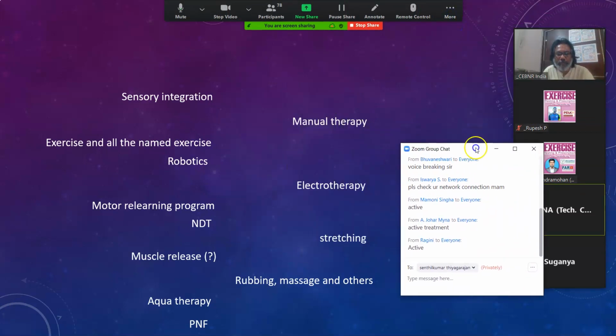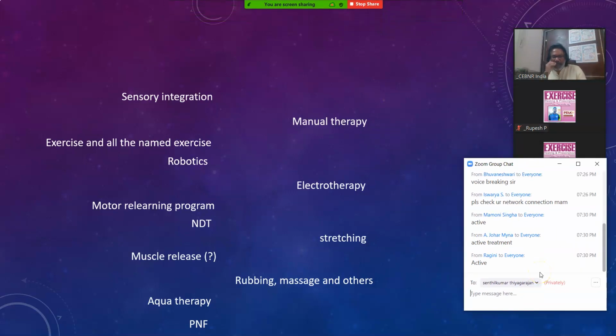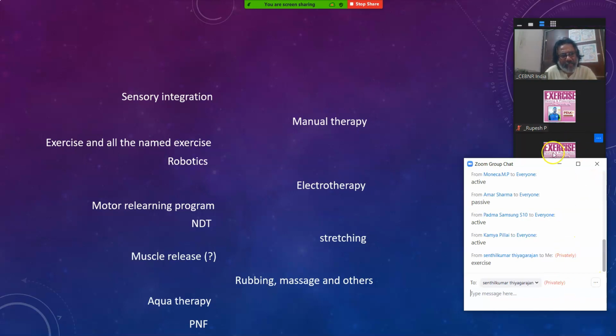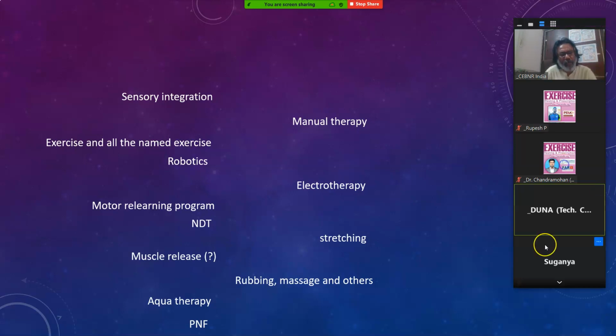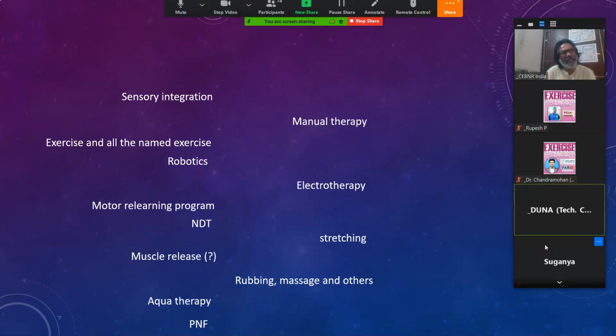Right? Very good. So, most of you have said that the active treatment changes the whole body, right? We know that very clearly. An active treatment, not a passive treatment, changes the whole body. How do you know? How do you say that? I'm not sure. Right. So, that is the first value you get from having this classification.